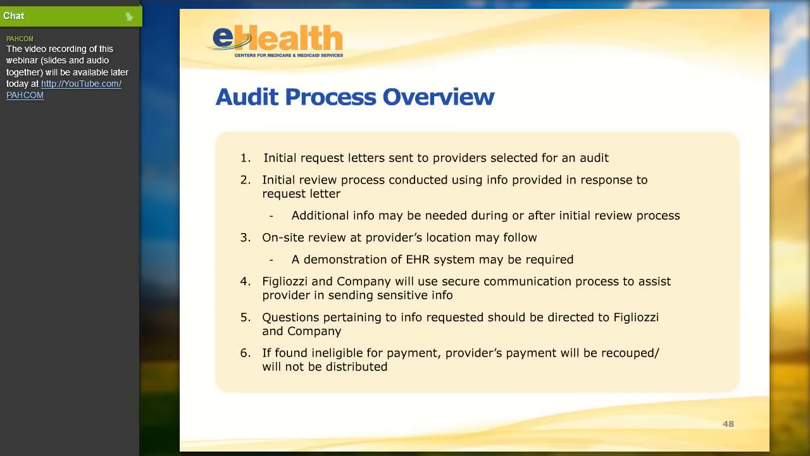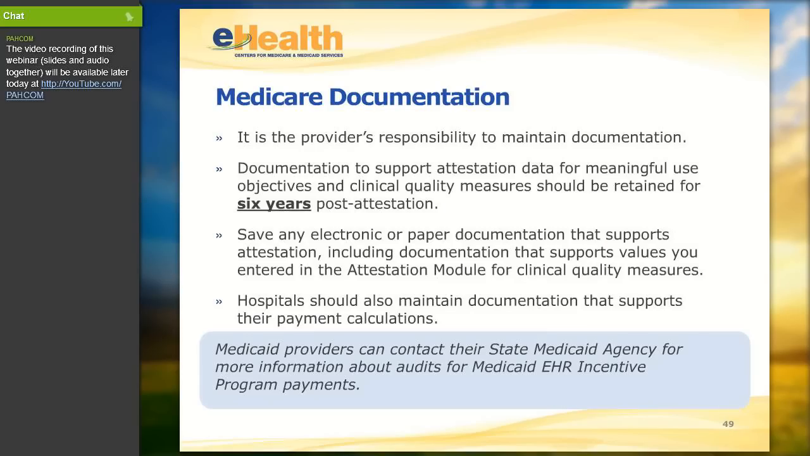And if for whatever reason you're found ineligible for that particular payment, the payment does get recouped. Or in the case of a prepayment audit, it would not be distributed, and you would essentially forfeit that year of payment. It doesn't preclude you from participating in the future, however.